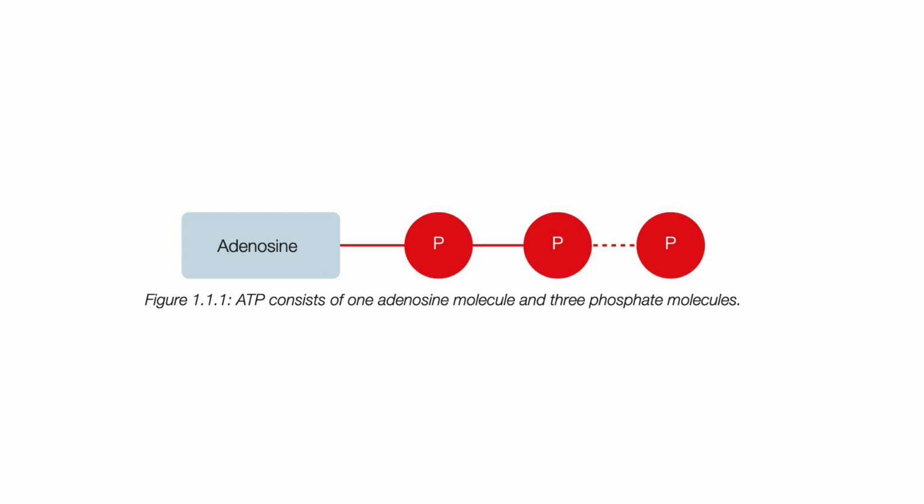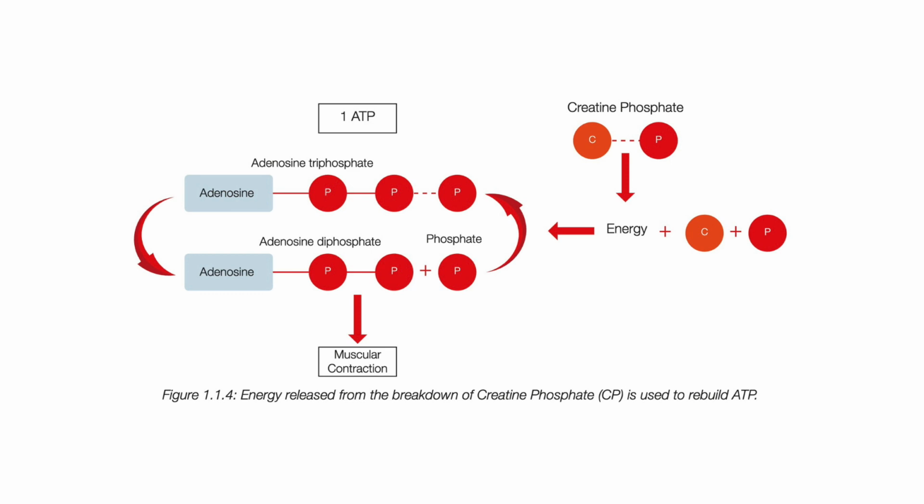ATP, also known as adenosine triphosphate, provides energy for cellular activities. It contains 1 adenosine and 3 phosphate molecules. The ATP-CP system focuses on supplying immediate energy for any short maximal intensity under the duration of 10 seconds.